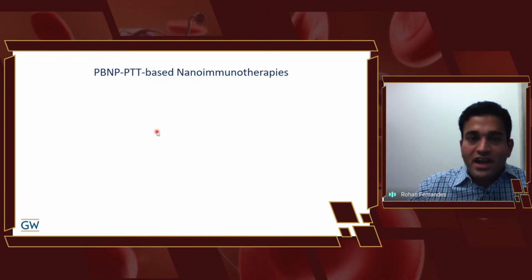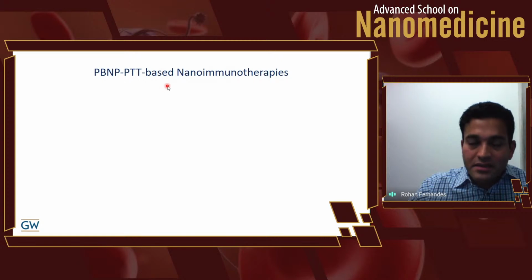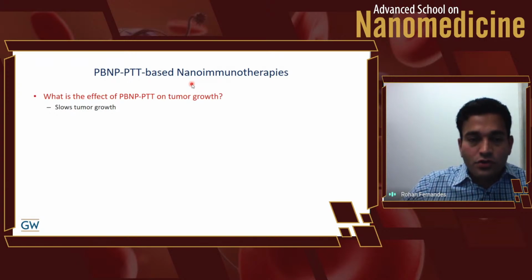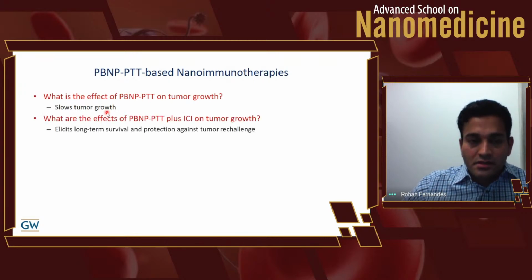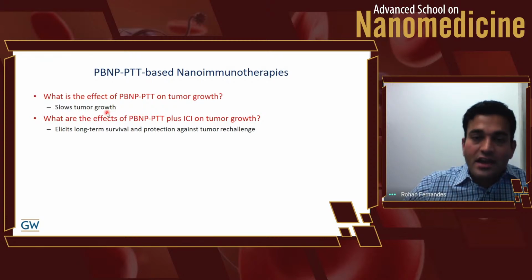So just to summarize, in this particular instance, what the effects of the PBNP PTT-based nanoimmunotherapies are doing in terms of the questions we asked. So what is the effect of PBNP PTT on tumor growth? We observed that it was able to decrease tumor growth because of the cytotoxic effect of the PTT. Then we asked the question, what are the effects of the PTT plus immune checkpoint inhibitor on tumor growth? We were able to see complete tumor regression, long-term survival, and a protection against tumor rechallenge in the majority of the animals.